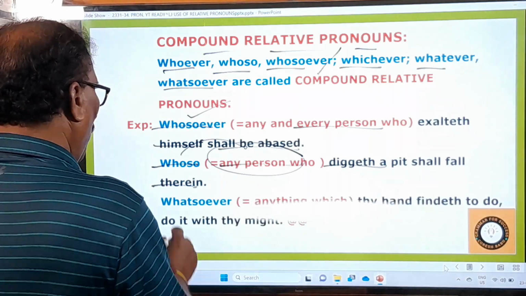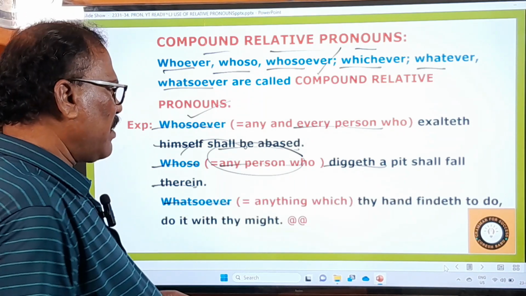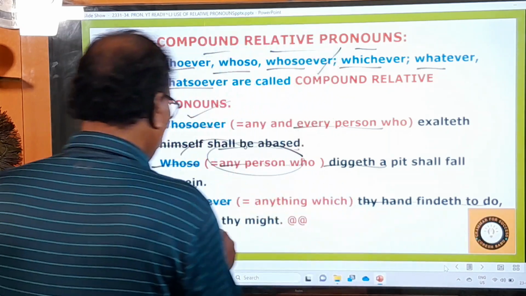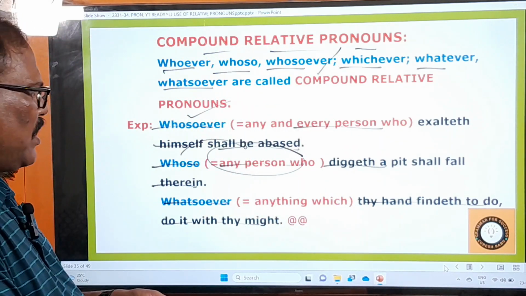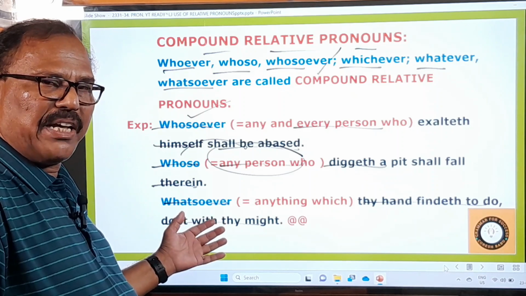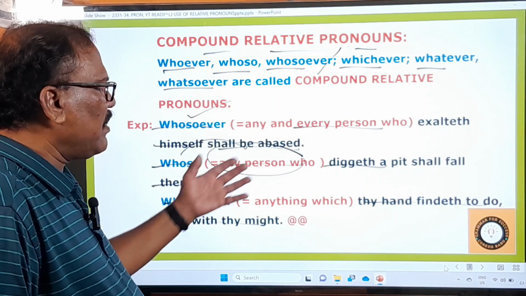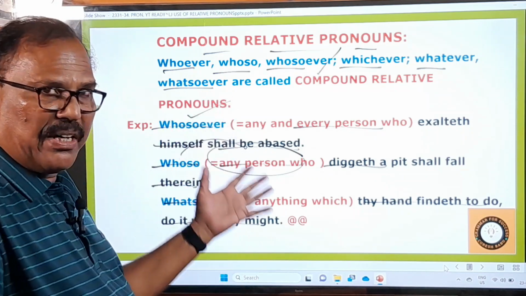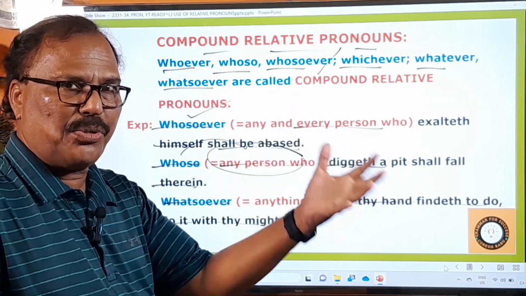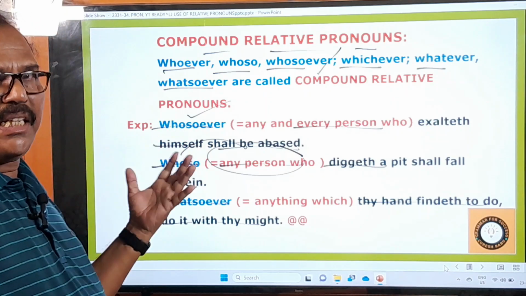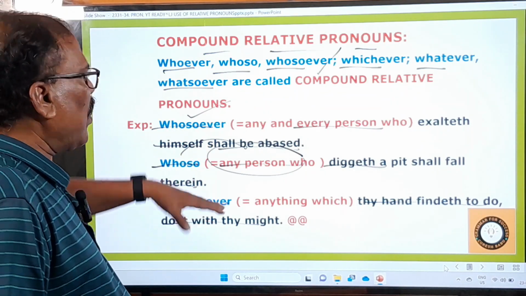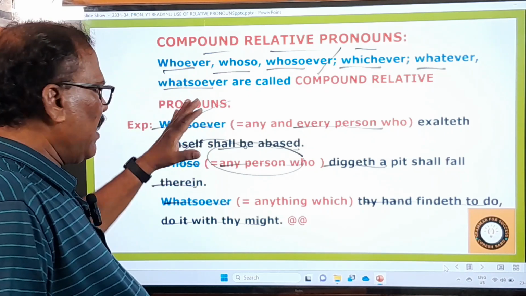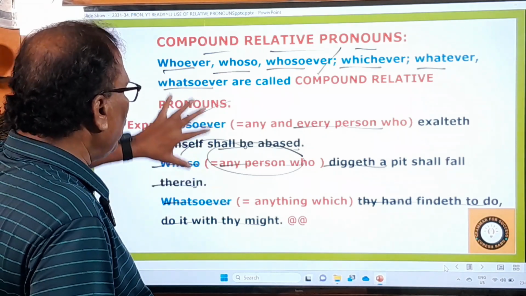And one more example is whatsoever. Whatsoever means anything which thy hand findeth to do, do it with thy might. It's also a biblical verse. Whatsoever means whatever your hand finds to do, you do it with your might. That is the meaning of this. Whatsoever means whatever. Whoso means whoever. Whosoever means whoever again. So these are the compound relative pronouns.